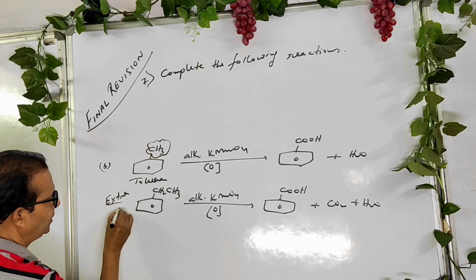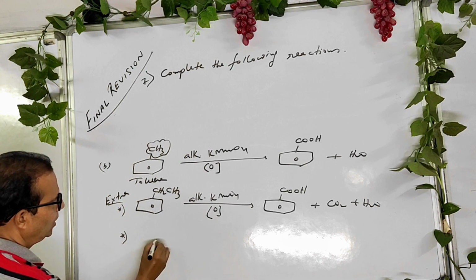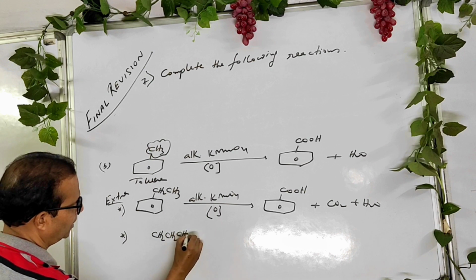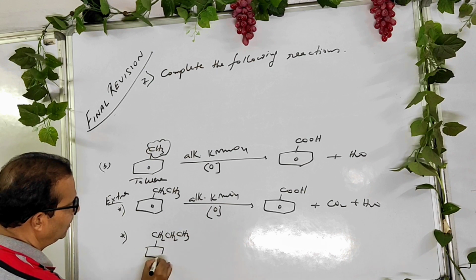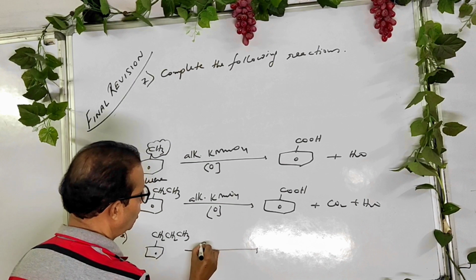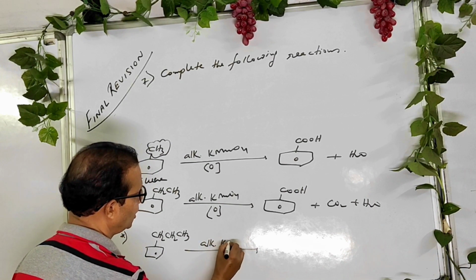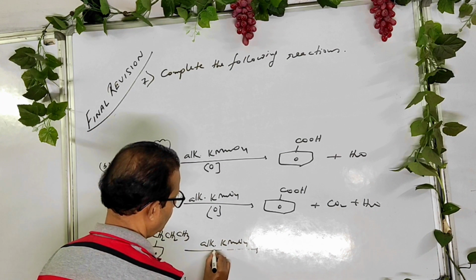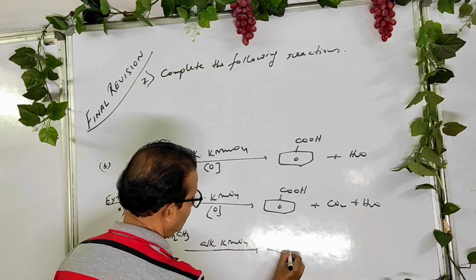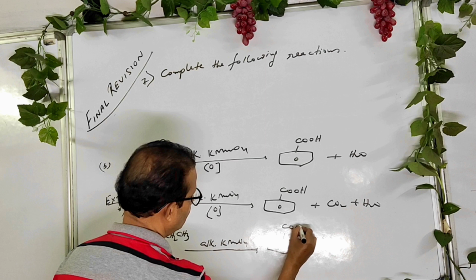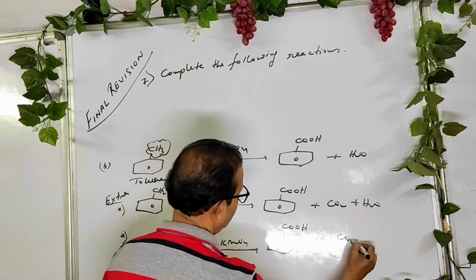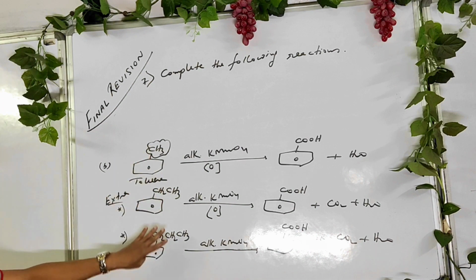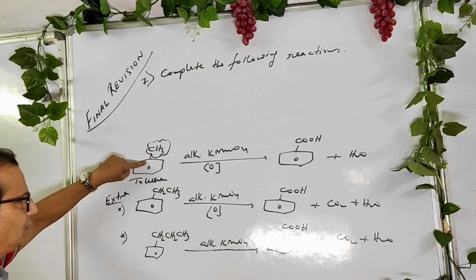Another thing to remember: if there are 3 carbon atoms on the benzene ring, still on oxidation with alkaline potassium permanganate you get only a single unit of carboxylic acid. This is the interesting fact. So remember it in this way.